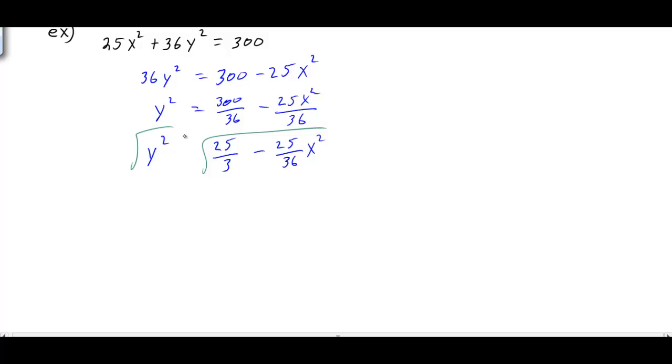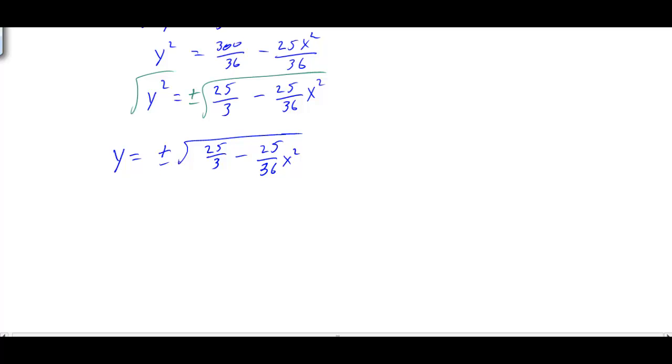And remember, when we take the square root of both sides, that means we need to include a plus or minus. So therefore, we're going to end up with y equals plus or minus the square root of 25 thirds minus 25 over 36 x squared.